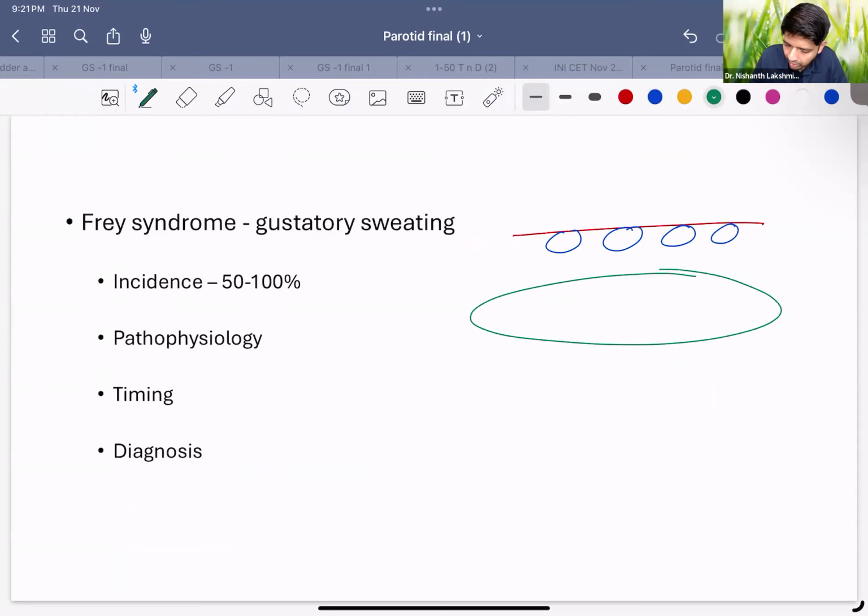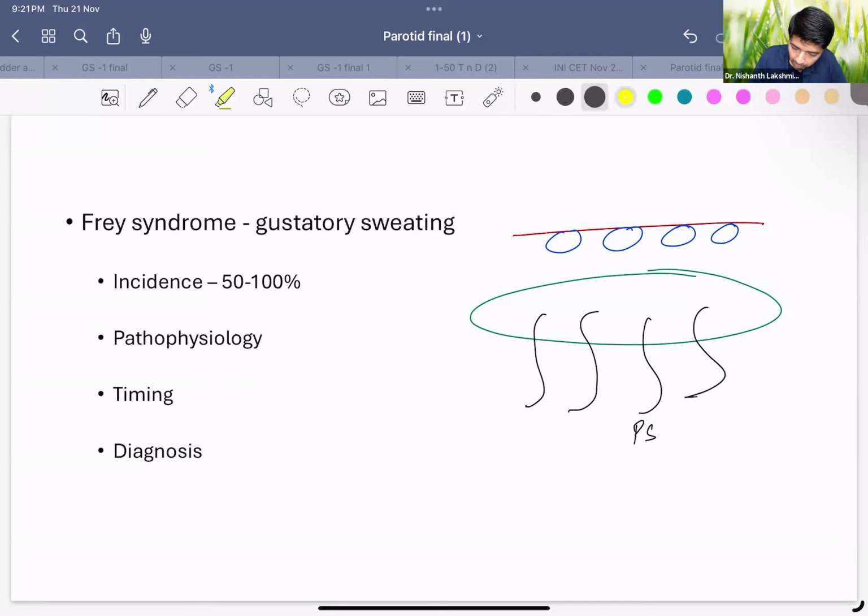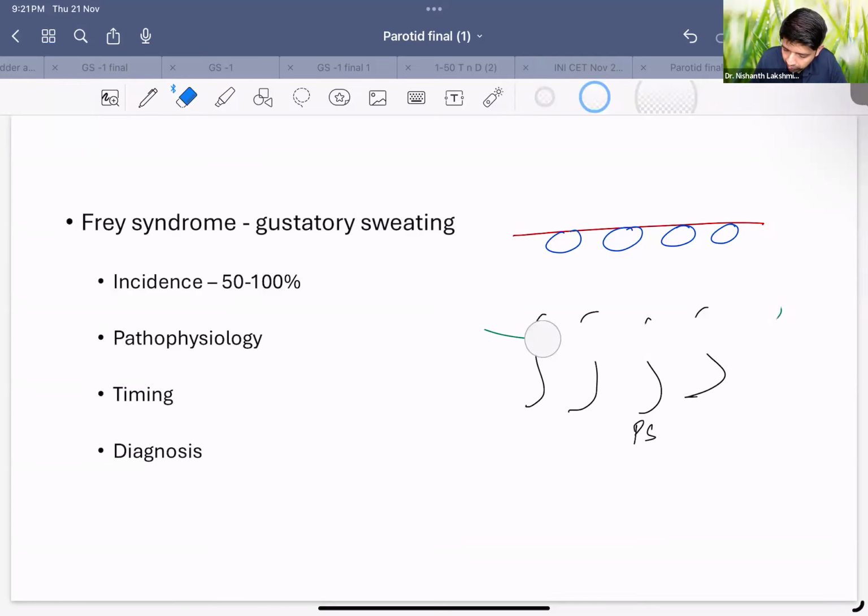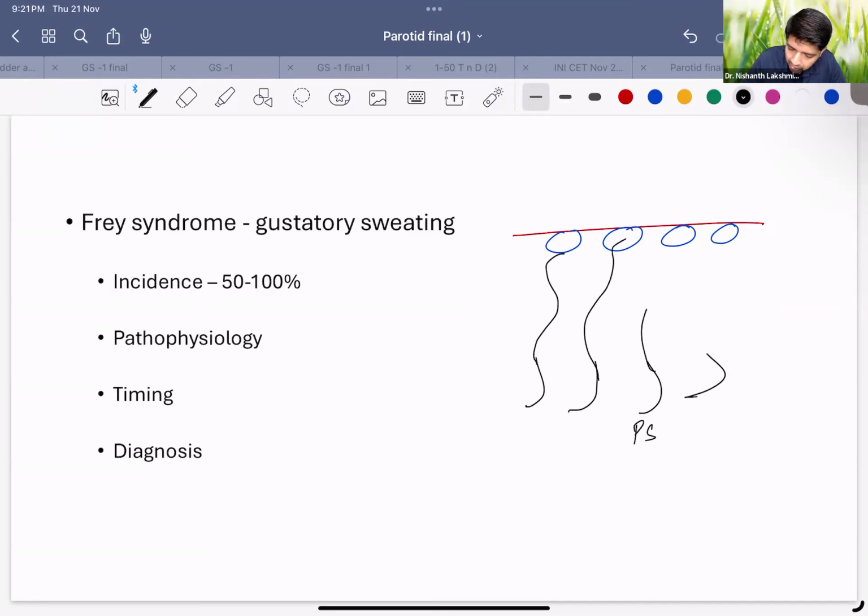Then there is your parotid gland. And there are parasympathetic nerves which come and supply the parotid gland. These parasympathetic nerves are secretomotor. That means they stimulate your parotid and make the parotid secrete saliva. Now, post parotidectomy, the parotid gland is no longer there. I've taken off the parotid gland and there is abnormal innervation of your sweat glands from these parasympathetic nerves.